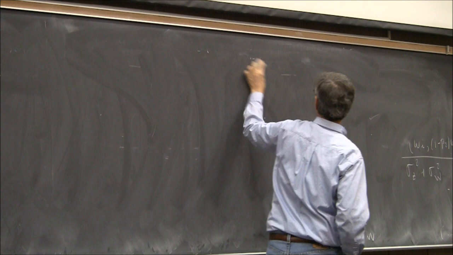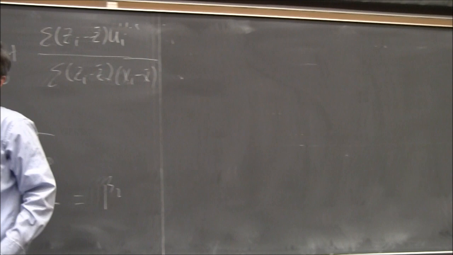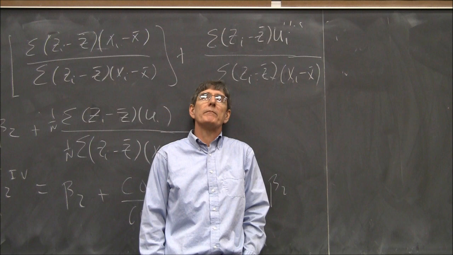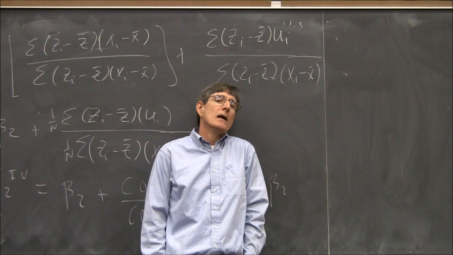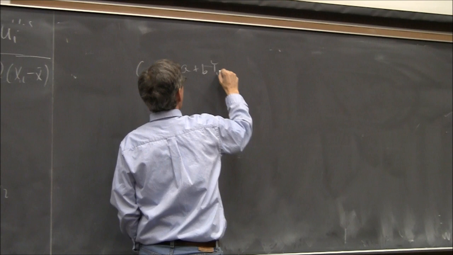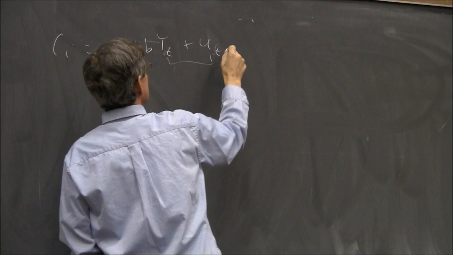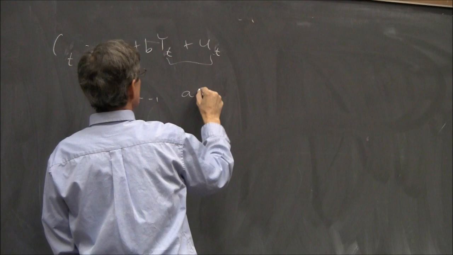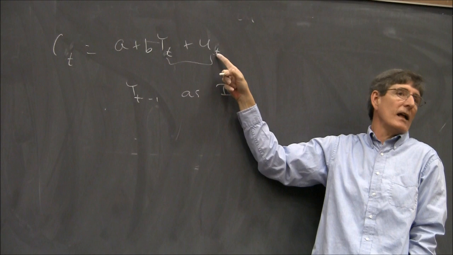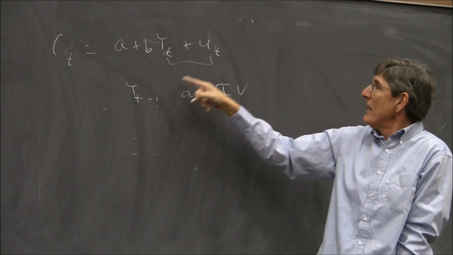In macro, it's pretty easy to find instruments. I'll talk more about instruments later, but suppose you think that you've got income on the right-hand side and you think it's correlated with the error. So say your model is C_i = A + B Y_i + U_i, and you worry that Y is correlated with U. Let me do this in t's. Well, you could use Y_{t-1} as an instrumental variable. Because this happened yesterday, it can't be correlated with a random variable that happened today. And so Y_{t-1} is generally uncorrelated.